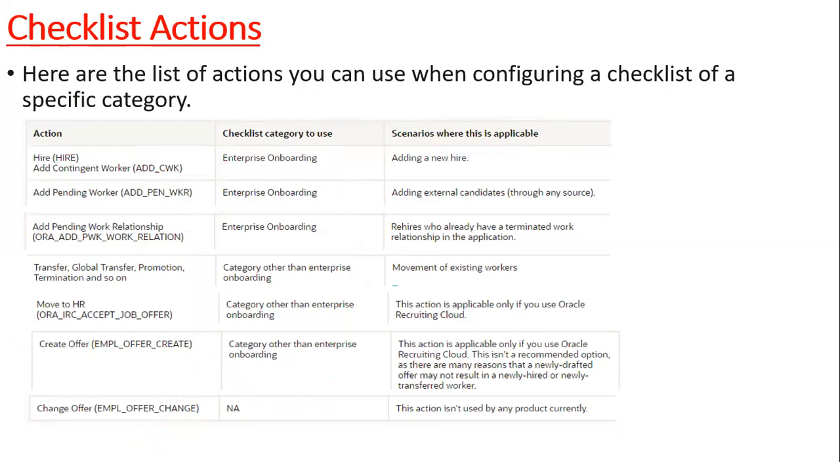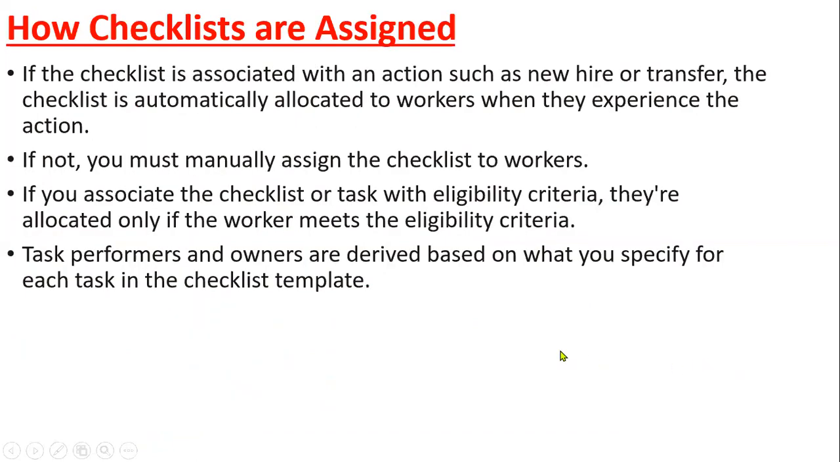We'll be using that checklist of actions here. And how will the checklist be assigned? If you would like to assign the checklist to an employee, what we have to do is go to person management. Once we go to person management, we have to search for an employee and go to manage the employment information. There we have to go with the allocated checklist option, and we have to assign this checklist to the employees. That's how we will perform it.